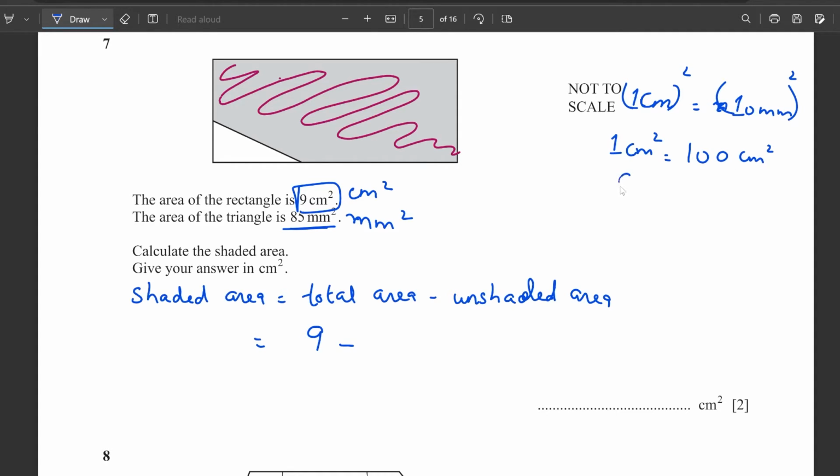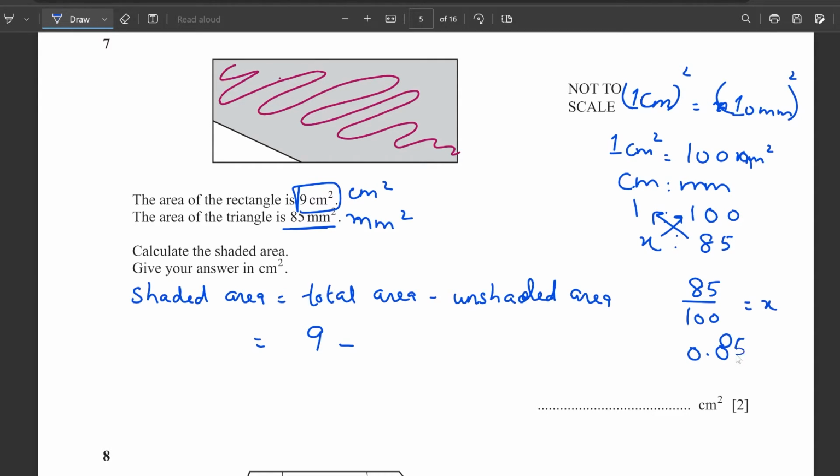Now it's a simple conversion. The ratios that I already told you, right? Centimeter, sorry, millimeter, 100, and they have given you here 85, so you're going to write 85. Here it's going to be x. You're going to cross multiply it. 85 divided by 100 becomes 0.85, because from here we have to move 2 blocks back. Move 1, 2. Put your point over here. 0.85 centimeter squares. Conversion done.